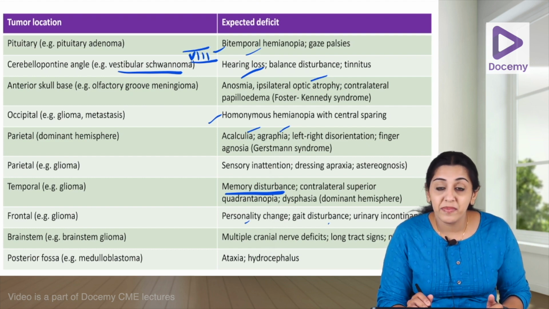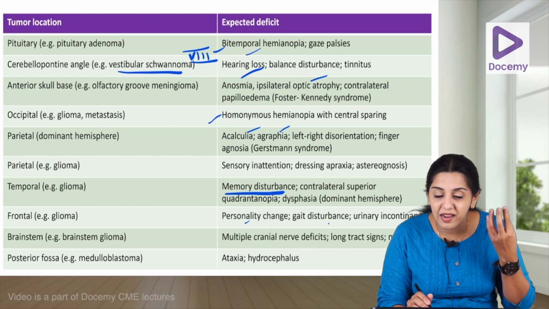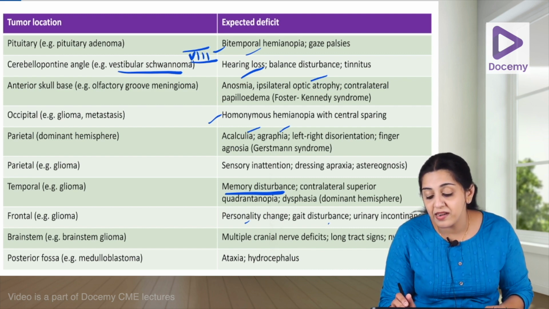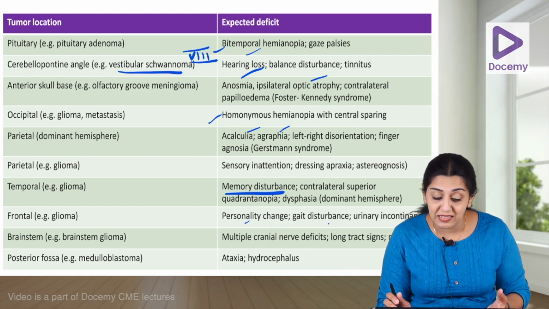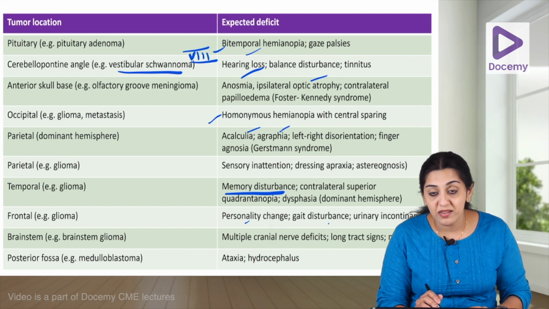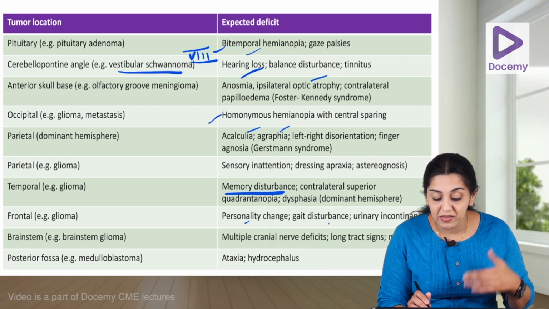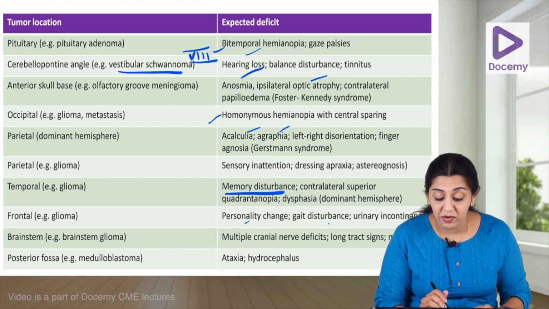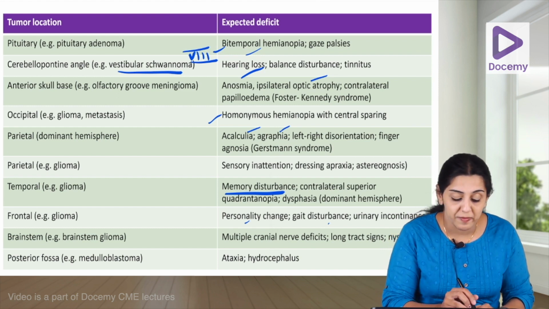Brainstem lesions. Brainstem is full of cranial nerves, like the last cranial nerve. So multiple cranial nerve defects, long tract signs as well as nystagmus. Posterior fossa lesions can cause ataxia as well as hydrocephalus, like the medulloblastoma tumor.